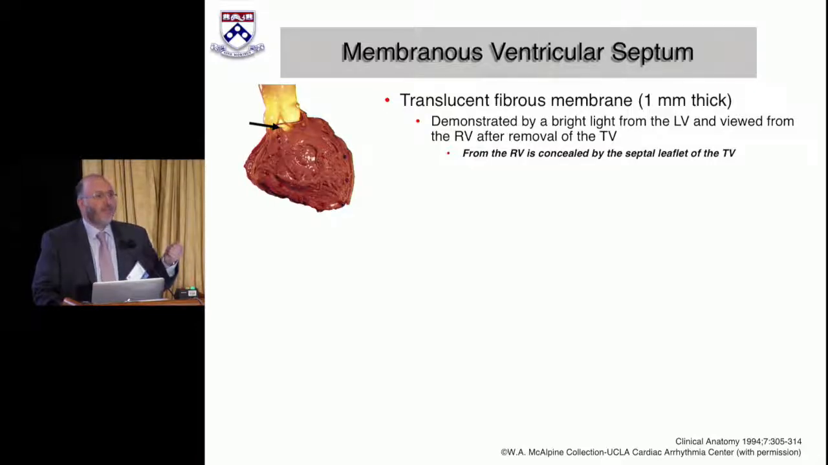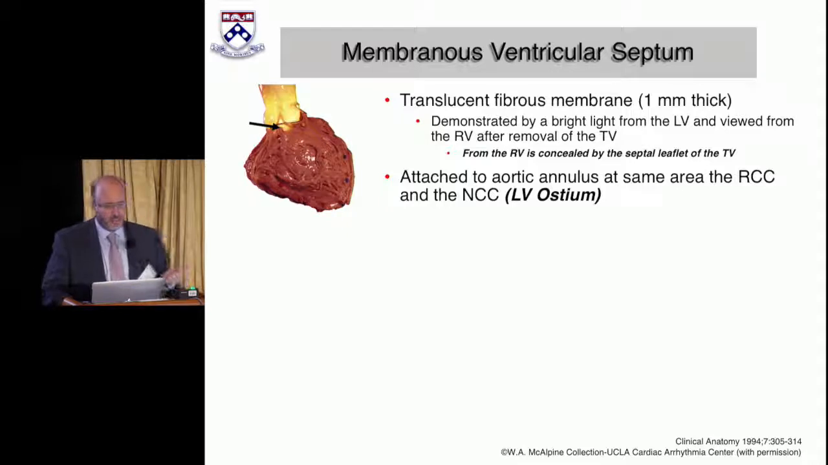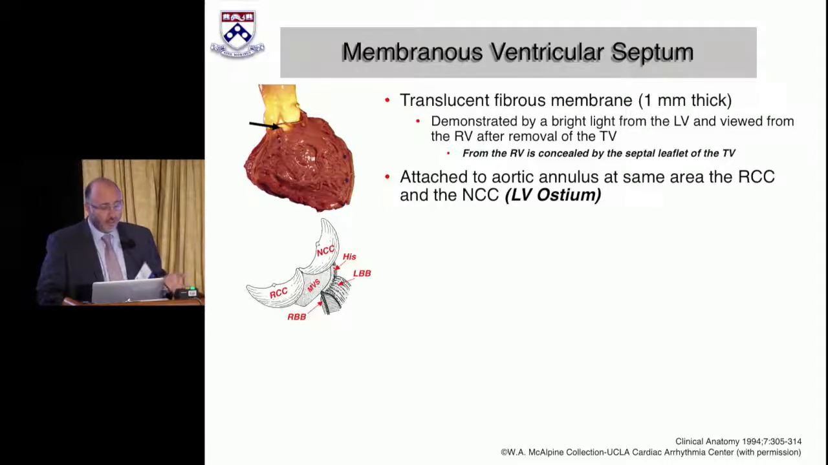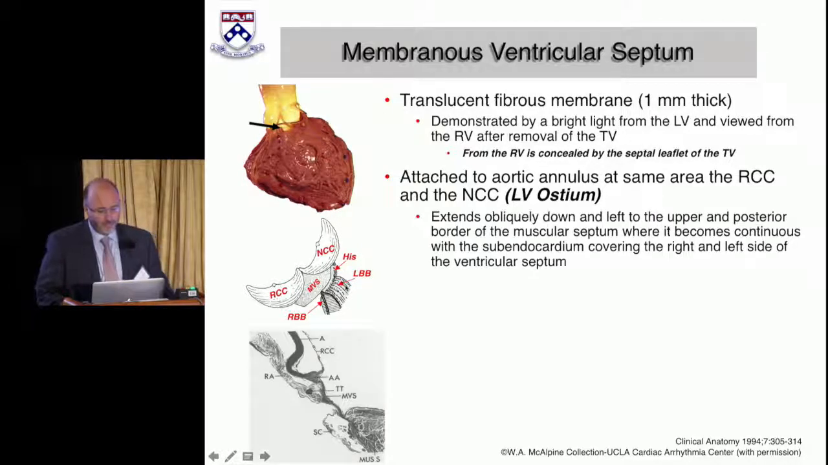Importantly, and it has a lot of implication for the ablation, this area is covered by the septal leaflet of the tricuspid valve. So keep that in mind when we talk about the strategy to ablate these arrhythmias. It's attached to the aortic annulus in the same area of the right coronary cusp and the non-coronary cusp. So when you see the right coronary cusp and the non-coronary cusp, this is the membranous septum, this is the LV, this is part of the LV ostium. This is the most septal posterior aspect of the LV ostium. And importantly, as we will see in a second, you're right next to the conduction system. That's why we get a nice His.